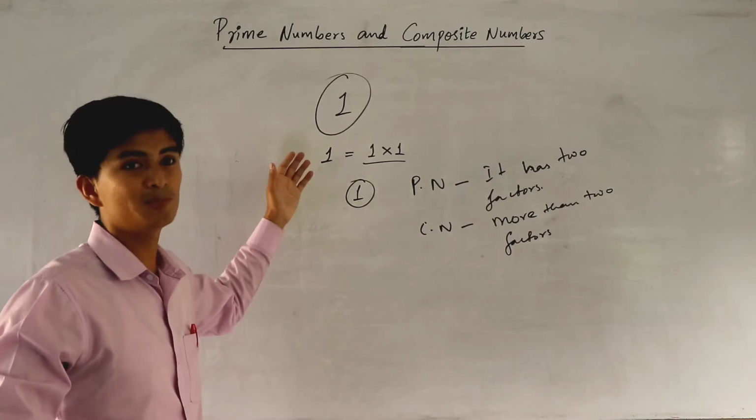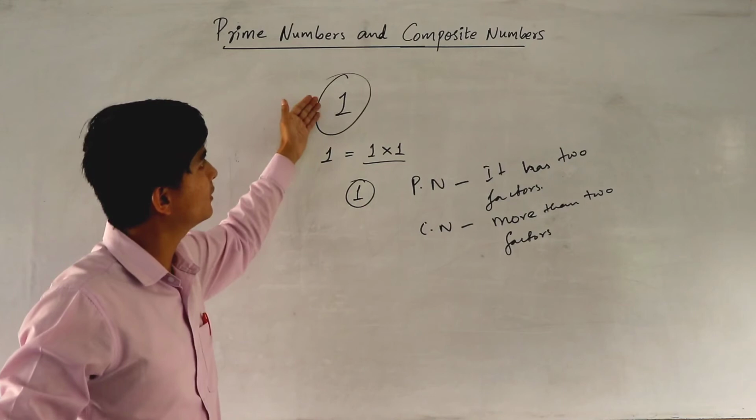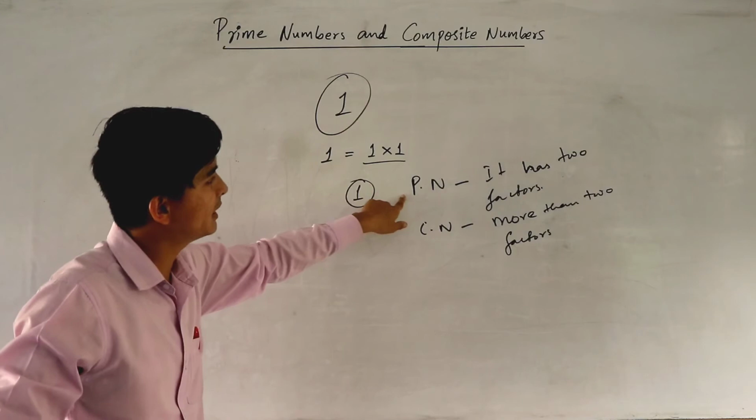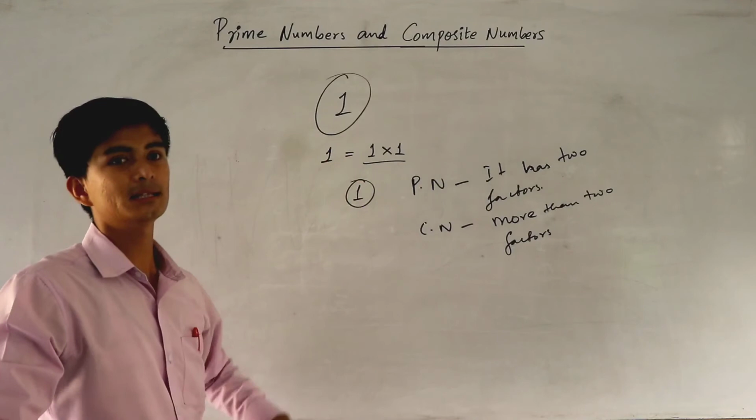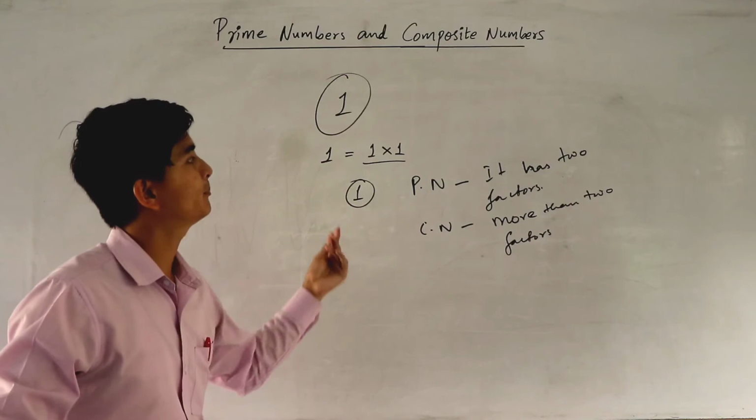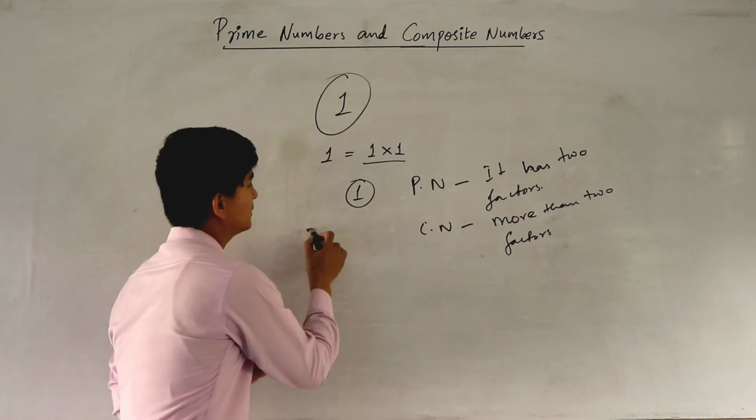Okay, it is a special number. So this is the main big reason that we say that 1 is not a prime number and not a composite number. That's why we call 1 a special number, because it is neither a prime number nor a composite number.